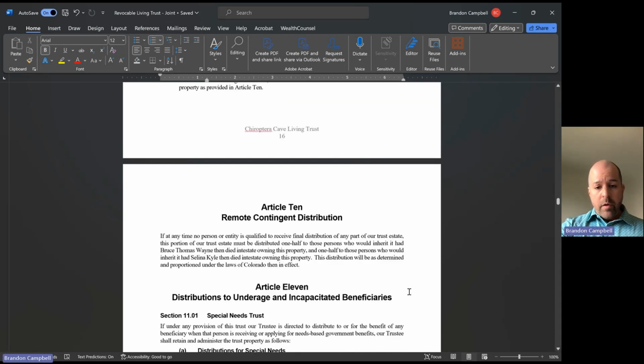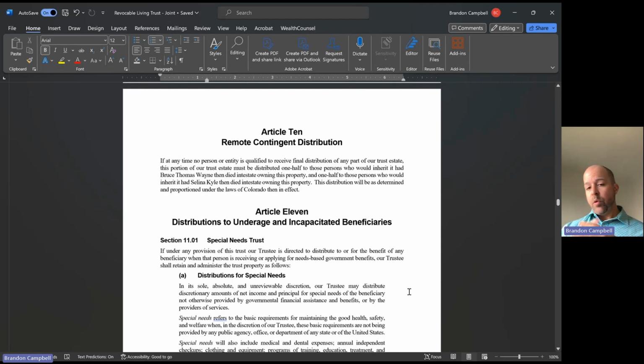Now, that article that I just showed you is the most important article of the entire trust. Immediately following it, there's going to be an article called Remote Contingent Distribution, and it's going to be structured in one of two ways. This way here is the default. It's what a lot of people will use, but not everybody.